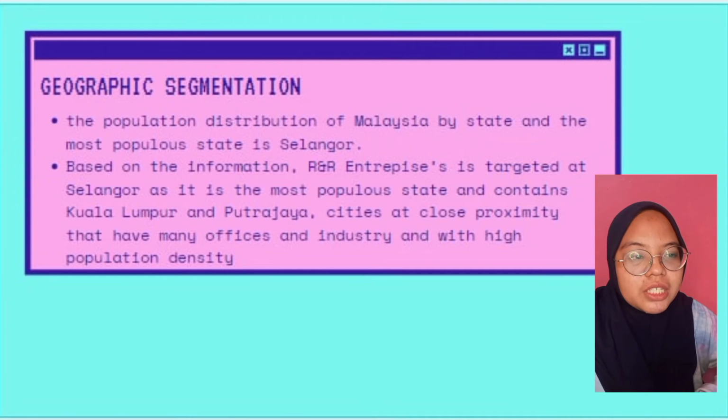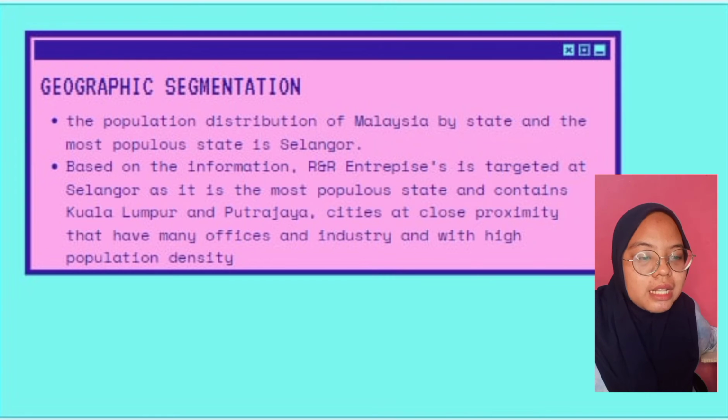The geography segmentation involves splitting the market based on its geography, whereby Malaysia will be divided into Peninsular Malaysia and East Malaysia. The population distribution of Malaysia by state shows that the most populous state is Selangor. Based on the information, R&R Enterprise is targeting Selangor as it is the most populous state and contains Kuala Lumpur and Putrajaya. These cities are in close proximity, have many offices and industries, and have high population density.